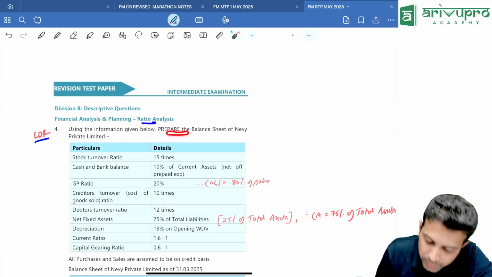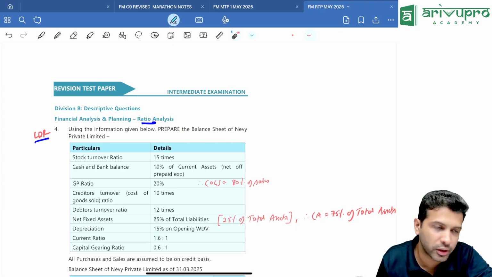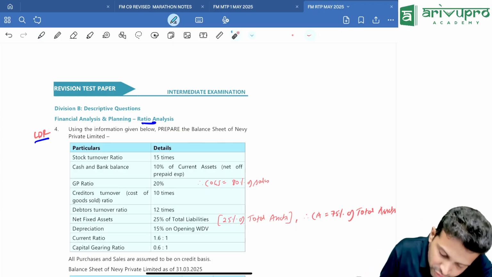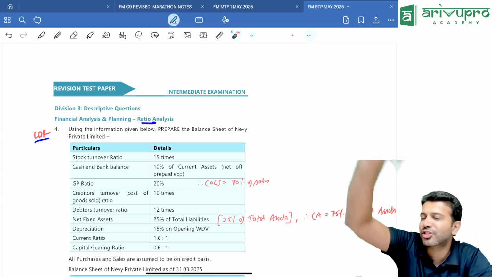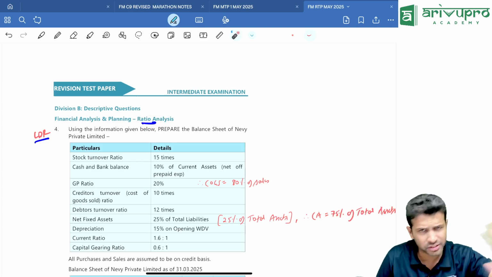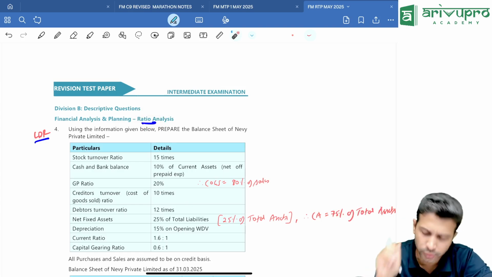From the following information below, prepare the balance sheet. You need to prepare the balance sheet. So ratio analysis, usually from ratio, they'll ask you balance sheet. For leverage, they will ask you income statement. That is examiner's favorite way of testing these sort of questions.